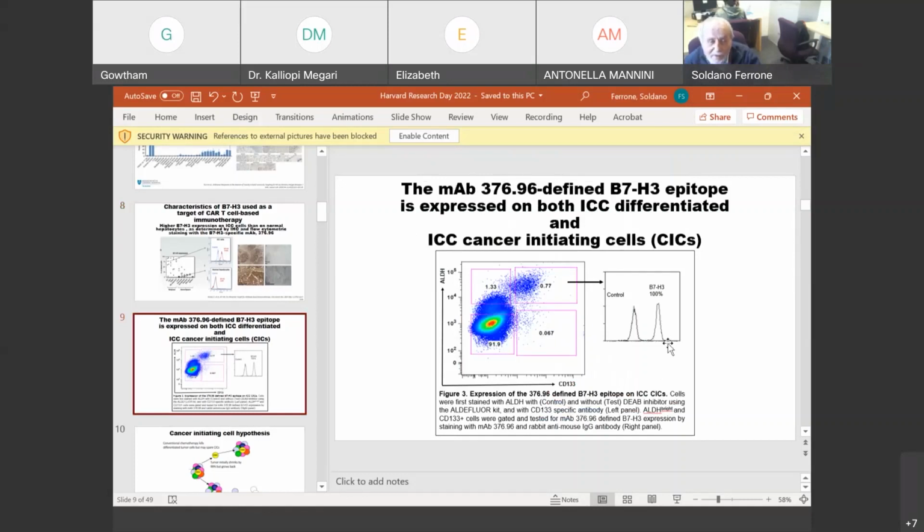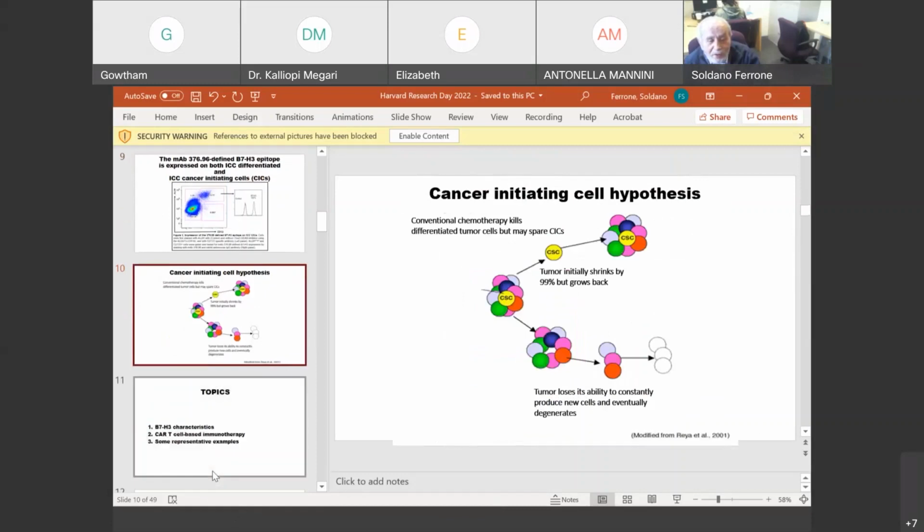So why do I believe that this is important? Well, because according to the cancer stem cell theory, a therapy to be effective has to eliminate not only the differentiated cancer cells, but it has to eliminate also the cancer-initiating cells. Because if we don't destroy the cancer-initiating cells, those cells will generate both metastatic spread as well as recurrence of the disease.